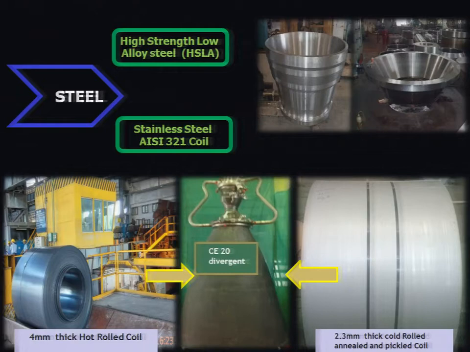Then among the steel, we also are using the high strength low alloy steel, then the stainless steel 321, and then you are seeing in this the 4 mm thick rolled coils. Then this is all part of the C20 divergent segment.